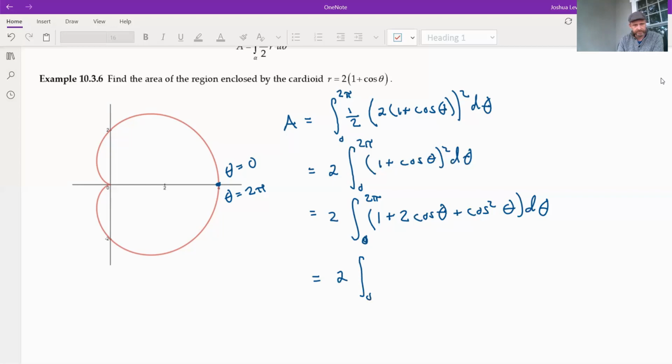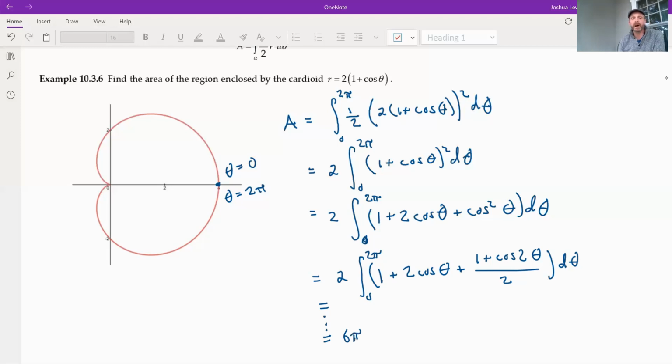But I think you'll recall that cosine squared is 1 plus cosine 2 theta all over 2. Which equals, again, I'll let you verify this. When it's all said and done, you should get 6 pi, okay?